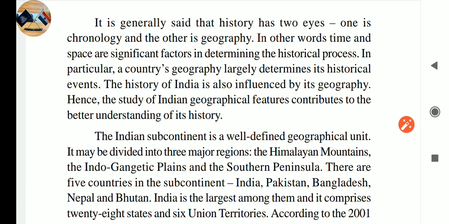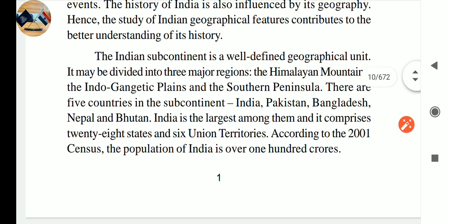That is about time. And space is nothing but it depends on a place. Time and space are significant factors in determining the historical process. And history is also influenced by geography. The study of Indian geographical features contributes to a better understanding of history. That's what they're going to update here. See, the history of India is also influenced by its geography. Yeah, let's get into the subject.